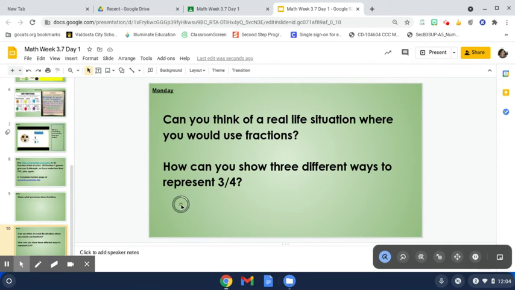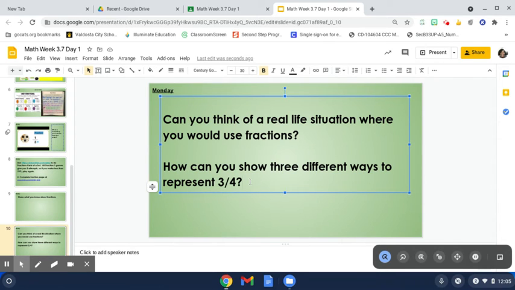How can you show 3 different ways to represent 3/4? You can draw a visual fraction model where you have 4 parts and 3 of the 4 parts are shaded in. You can show 3/4 on a number line, divide the number line into four intervals or 4 sections, and then show 3 of the 4 sections shaded in, or show where 3/4 is by plotting it on the number line.